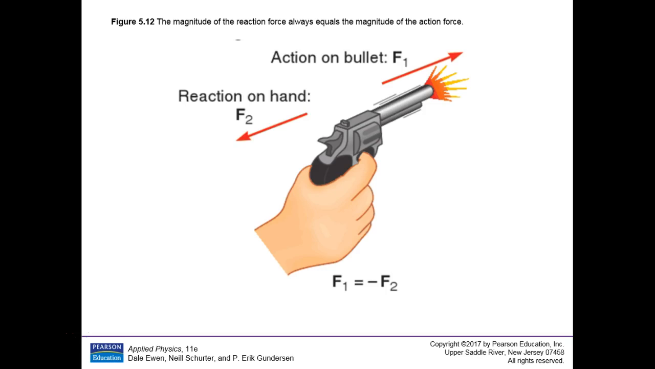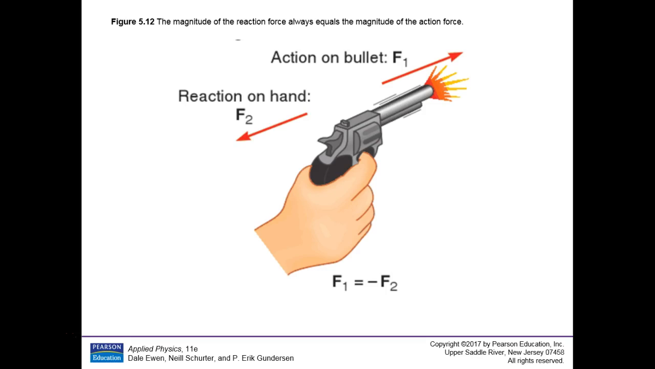Because F2 has to be equal and opposite to F1. And this is correct. F1 is equal to the negative of F2. Absolutely. This action, F2, is against your hand, okay? And if you're just doing this, then you've got a lot of give. If you're doing this, you've now got both hands on it.